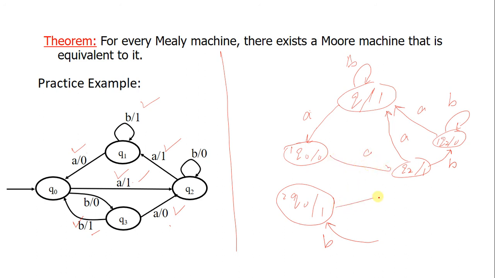Now we need to define Q3, and Q3 has only one incoming edge, and that has 0 output, so we will write 0 here, and this incoming edge is coming from Q0. So again we have B from Q0 version 1 and B from Q0 version 2, and Q3 has an outgoing edge from Q3 to Q2, that is A. And here we have two versions of Q2, and because A has 0 output, it will go to this zero version. So this is the corresponding Moore machine for the Mealy machine, and here it is the cleaner version.